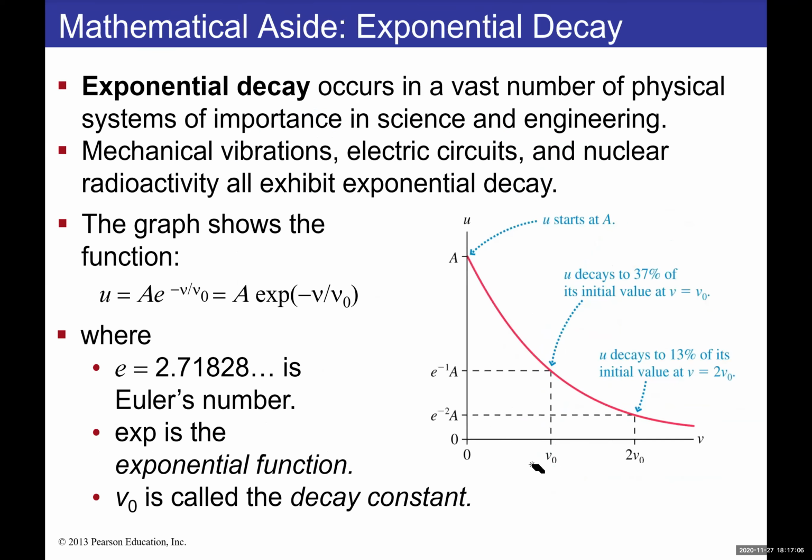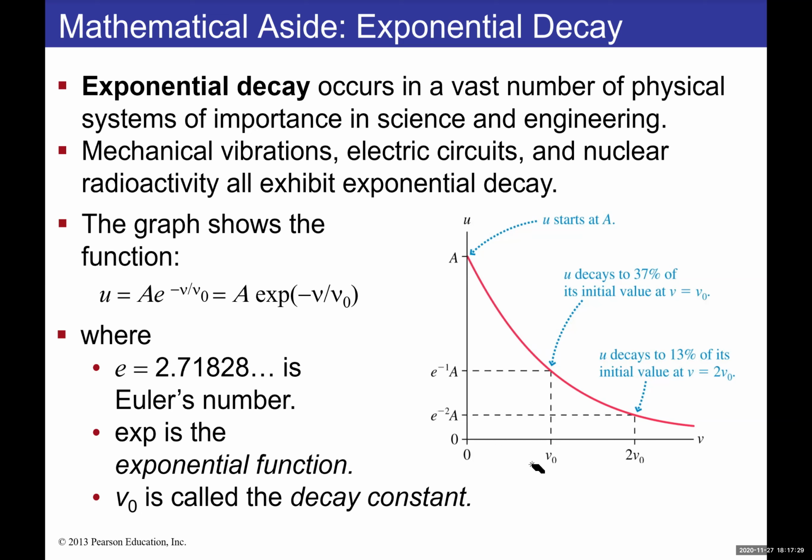So this is known as exponential decay. It occurs in a vast number of physical systems of importance in science and engineering. Same thing with the pendulum: if it's a physical pendulum, there's friction at the axis of rotation, and eventually it comes to rest. Mechanical vibrations, electric circuits, and nuclear radioactivity all exhibit exponential decay.